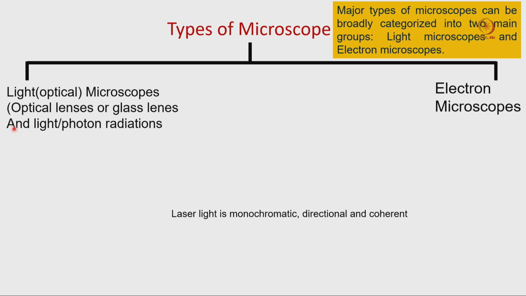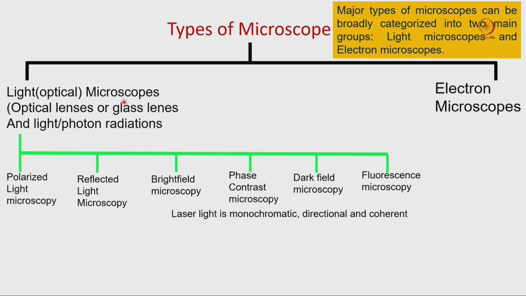Light microscope is very simple, where we have optical lenses or glass lenses to converge the beam, and the radiation will be either light or photons. Now, if you want to classify the light microscope, we can classify it into different classes. One is the polarized light microscope, then the reflected light microscope, the bright field light microscope, the phase contrast microscope, the dark field microscope, and the fluorescence microscope. These are very simple classifications.